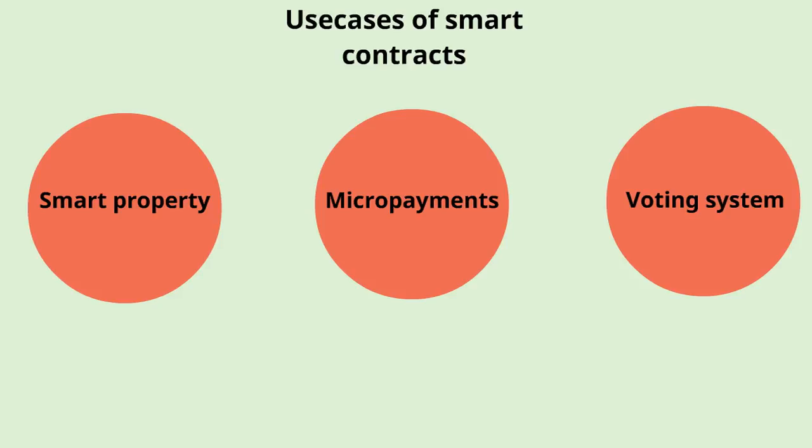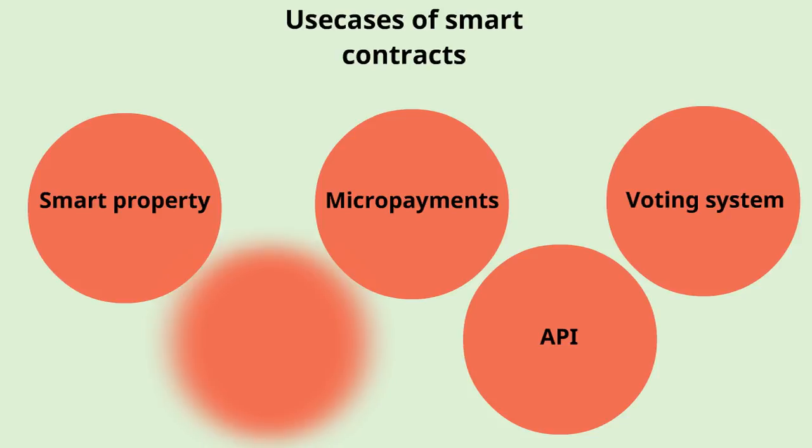There are many more use cases. For example, any kind of external API, such as a button on a website, could trigger transactions. Or smart contracts calling other smart contracts, giving way for decentralized apps, or even DAOs, which is decentralized autonomous organizations.